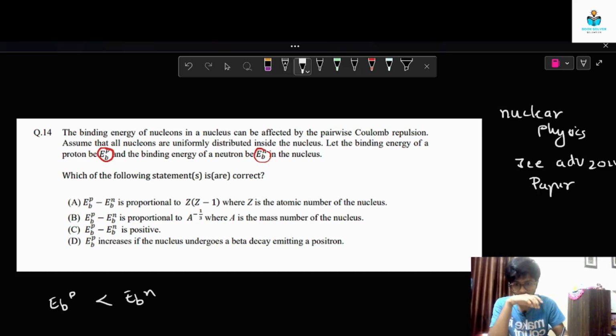Okay, so that implies option C is wrong. It says that it's positive, whereas it's actually negative. Fine.